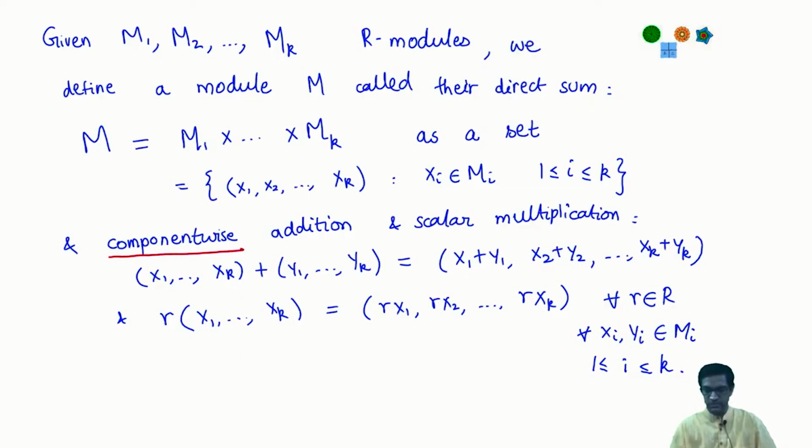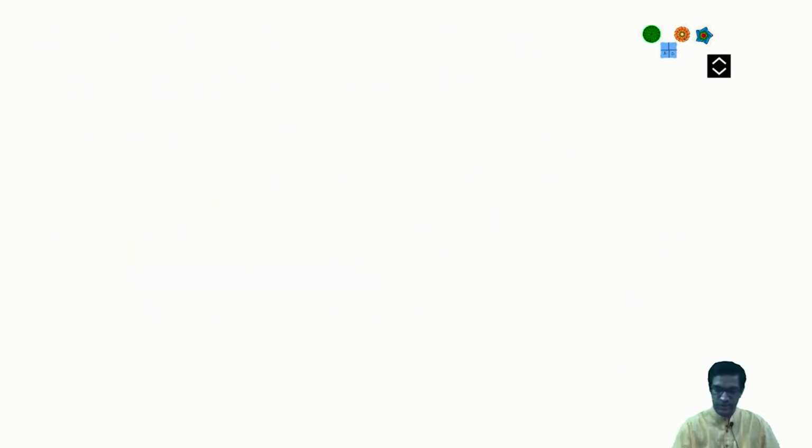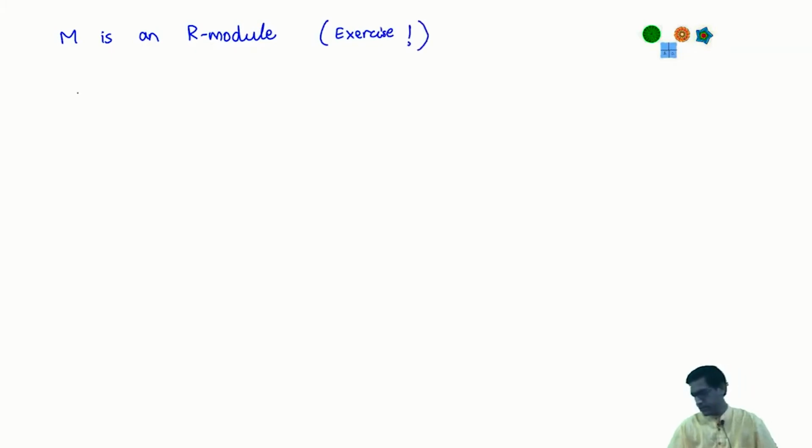Now it's very easy to check that this makes M into a module, so I leave that as an exercise. At the end of the day, every axiom that you need to check will hold because it holds in each component. So the first easy observation is that M is an R-module under these definitions. Okay, so exercise.